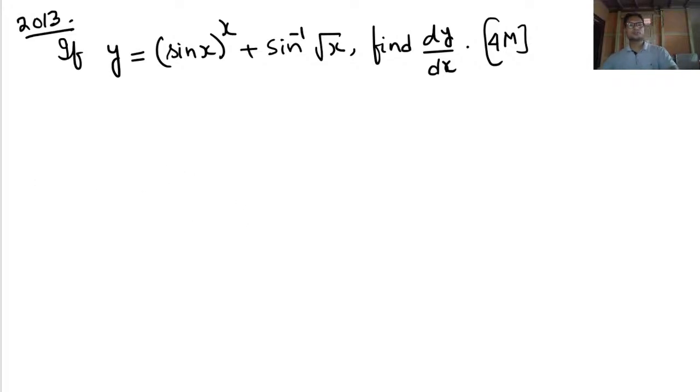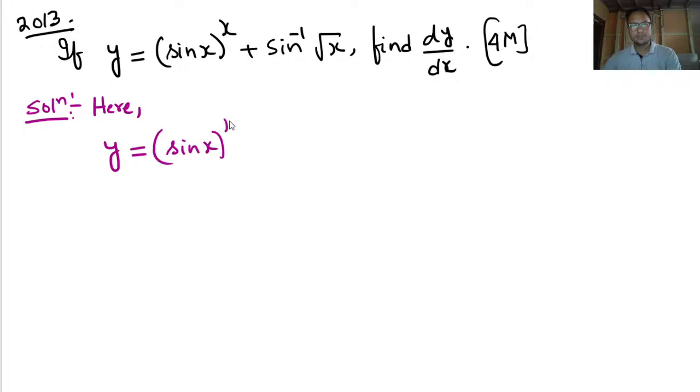Solution here. So what is given here? Here y is given as sin x to the power x and then plus sin inverse under root of x. Now, still the terms here. See, this is your first term and this is your second term.